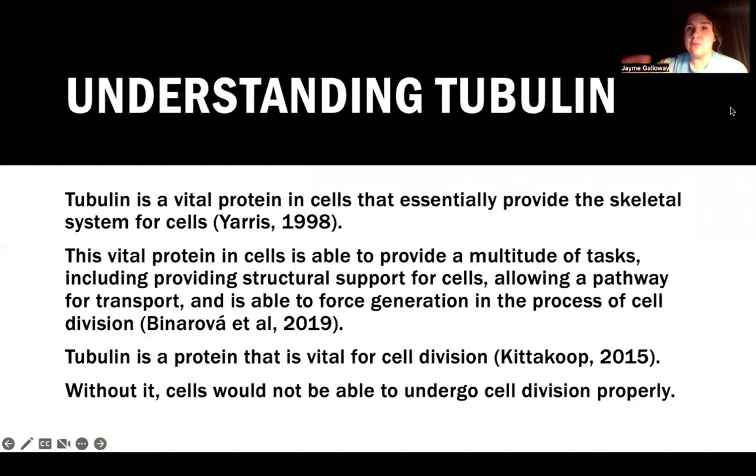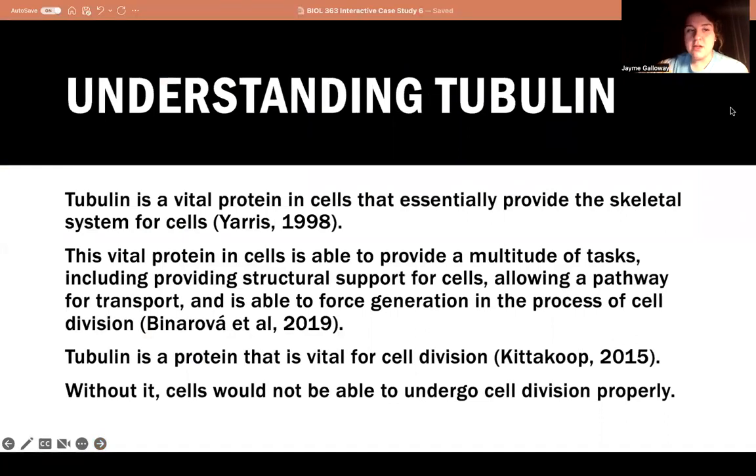To start off, it's important to understand tubulin, as we'll be talking about it multiple times throughout this presentation. Tubulin is a vital protein in cells that essentially provides the skeletal system for cells. It gives a good structure to the cell.